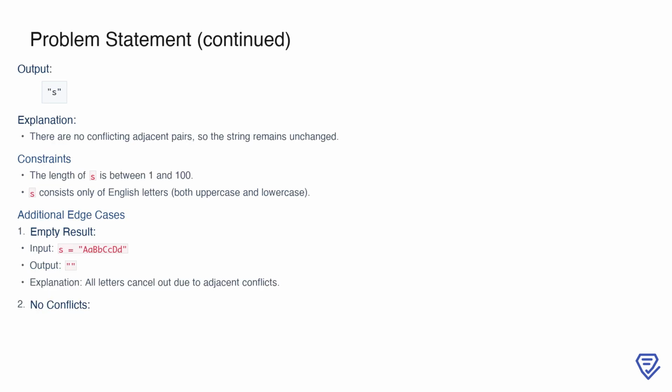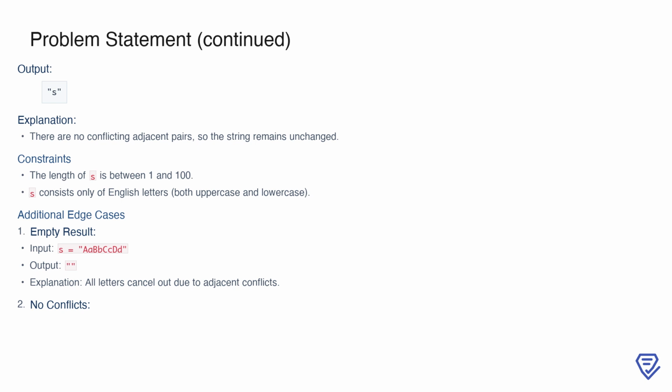In contrast, let's consider an input where no removal is needed. For example, if S equals s, the string consists of only one character. Since there are no adjacent characters, no conflicts can exist. As a result, the string remains unchanged, and the output is simply s. This example demonstrates that not all inputs require modifications.